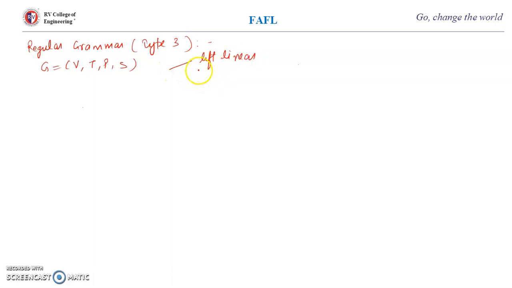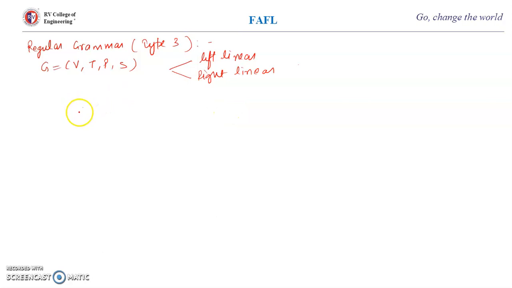In this video lecture, I will explain regular grammar. Regular grammar is also called type 3 grammar. And the grammar, we know that it has a 4-tuple. So G is equal to (V, T, P, S) is said to be type 3 or a regular grammar if the grammar is either left linear or right linear. So we say that a grammar is a regular grammar if it is a left linear or right linear grammar.